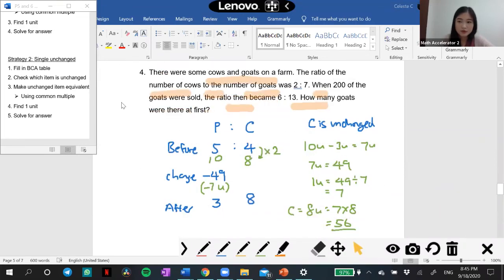All right, question 4. You have some cows and goats on a farm. The ratio of the number of cows to number of goats was 2:7. When 200 of the goats were sold, the ratio then became 6:13. How many goats were there at first? If you're confident, you can use the same strategy from question 1 to 3 and try this.